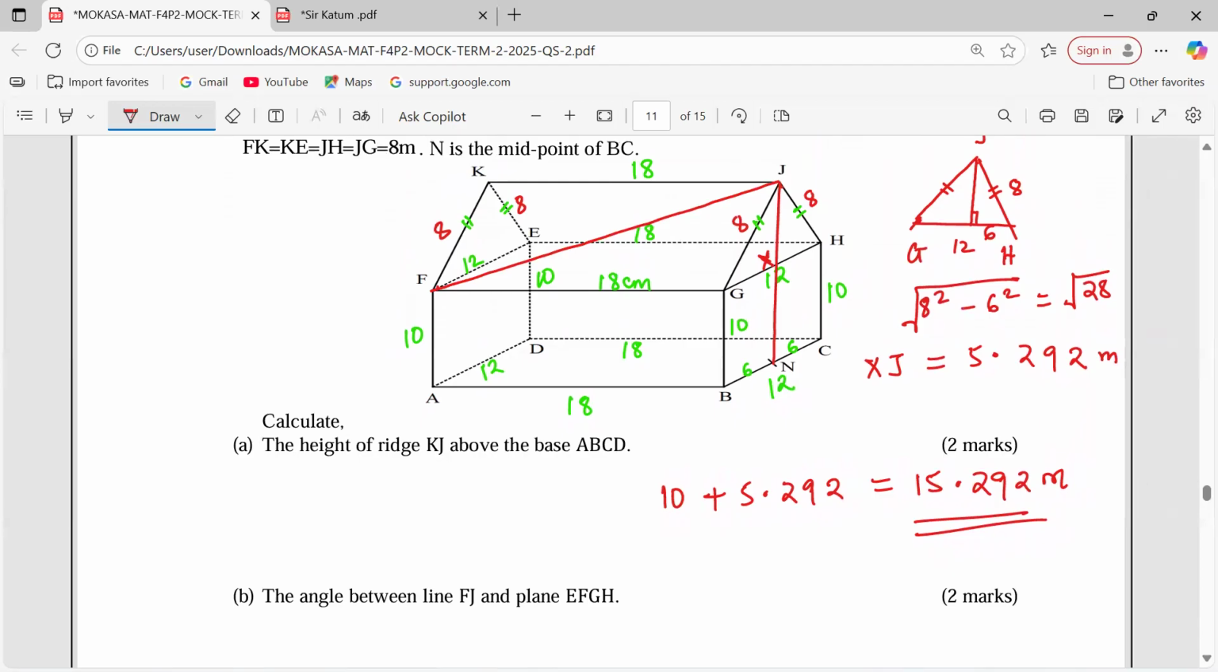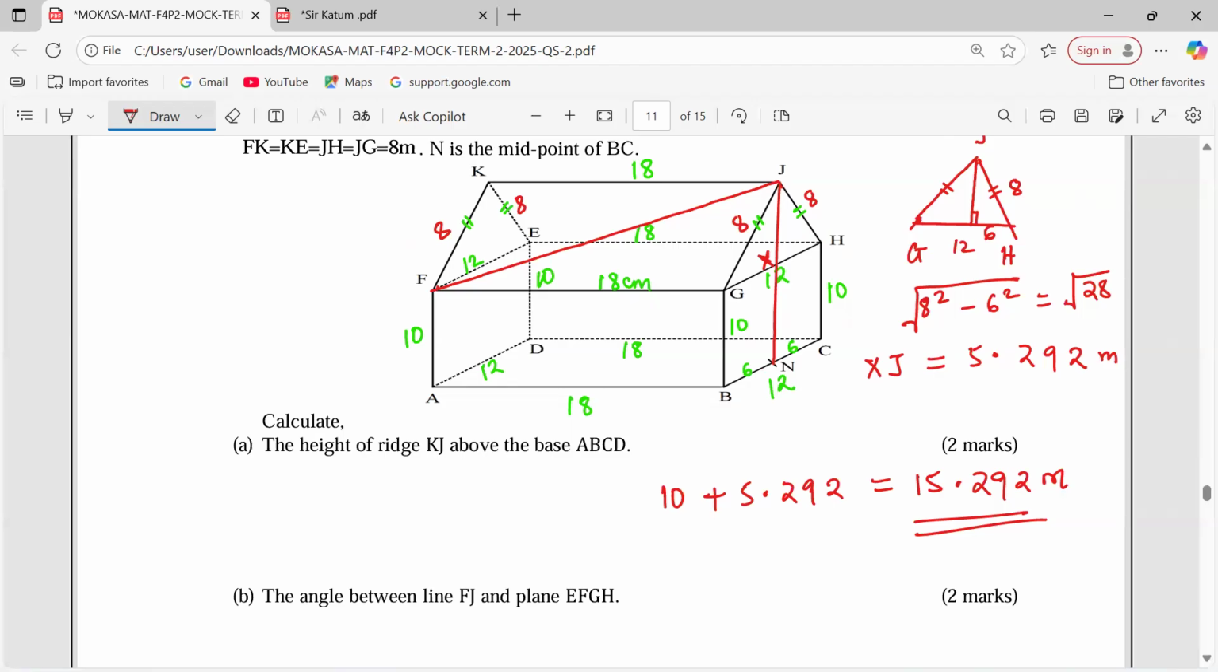FJ and the plane EFGH. Therefore, we are supposed to ask ourselves, is the line casting a shadow on this particular plane? Yes, it can cast a shadow.